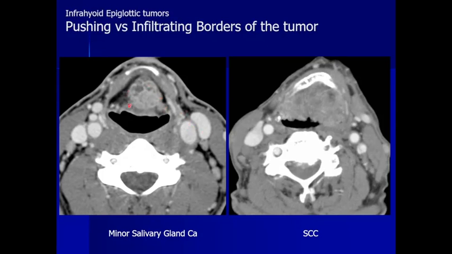I wanted to take a moment to describe the appearance of tumors and their borders. I just showed you this tumor that was well defined and had pushing borders. This is a classic appearance for a minor salivary gland tumor that's submucosal in location, as opposed to what we normally see with squamous cell carcinoma, which is an infiltrating tumor and tends to blow through soft tissues.